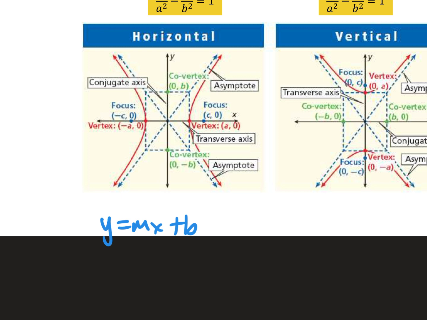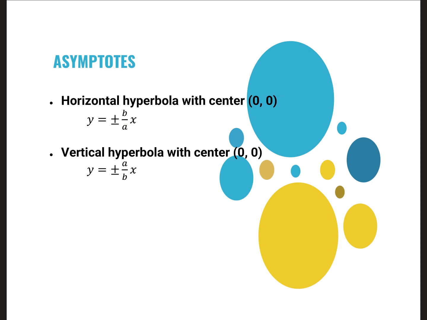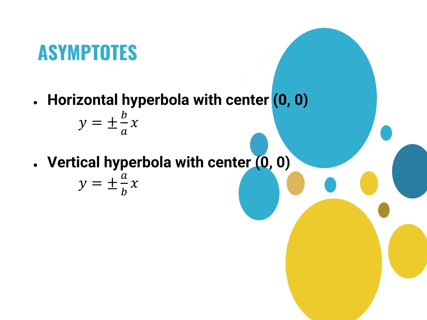Everybody okay? All right. First few slides are just lots of notes. Okay, here are our asymptotes. When your center is at 0, 0, this is how you find the asymptote. If it's a horizontal, it's plus or minus b value over a value. Think about why there's no plus a number here. Why is there no plus a number there?